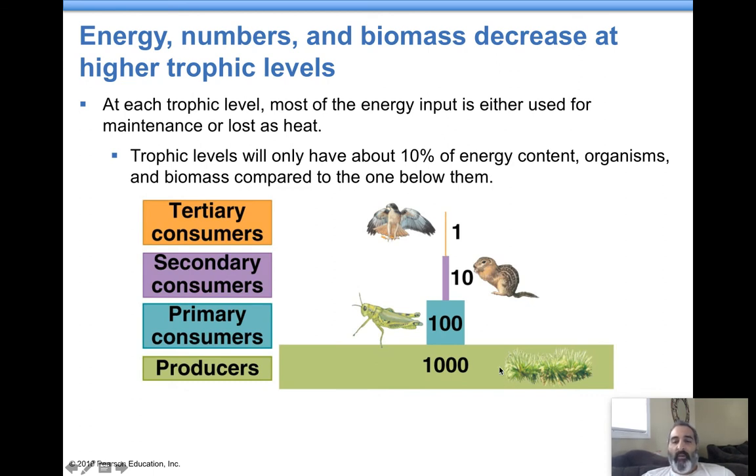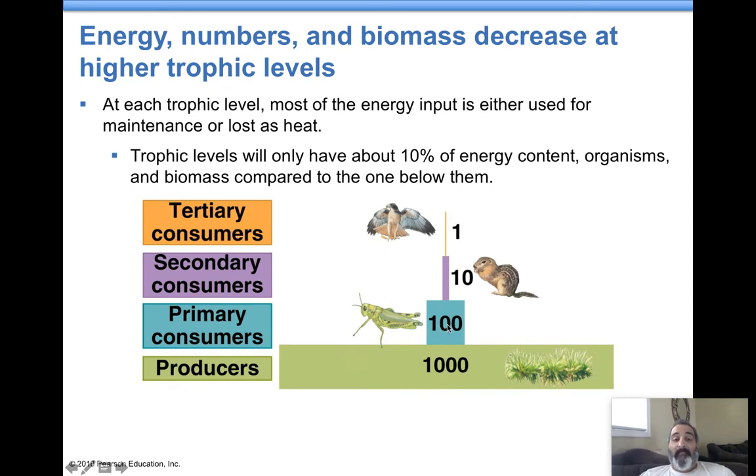Either one will work. As you go up to the next level, you lose 90% of that mass, or of that energy is lost in a successive feeding. So only 10% is passed on. So 1,000 kilograms or 1,000 joules would become 100 kilograms or 100 joules of the primary consumers.